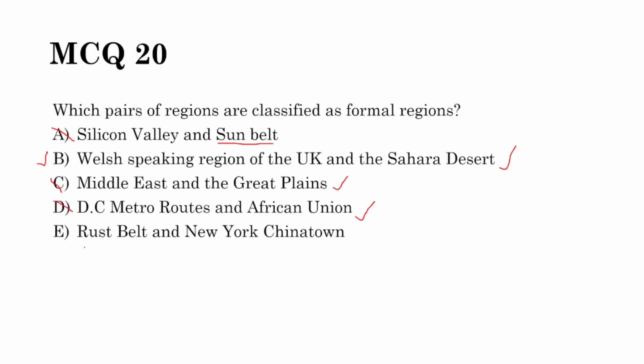E, the Rust Belt in New York, Chinatown. These belts, we looked at the Sun Belt earlier, but the Bible Belt, the Rust Belt, the Sun Belt, all of these belts are based off of economic, environmental, or cultural characteristics. They're not any type of fixed boundary, and so they're all perceptual regions here. So E is incorrect. Chinatown, that is a formal region because you can draw boundaries on where Chinatown starts and ends in New York. So that's going to make B the correct answer here.